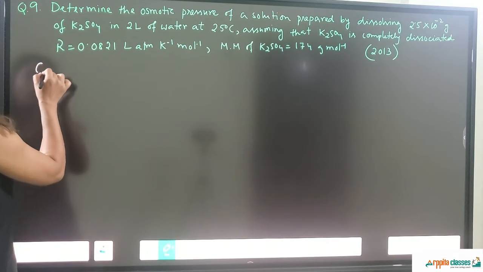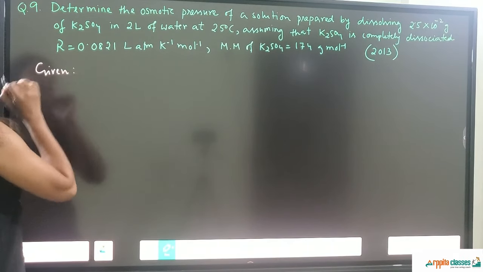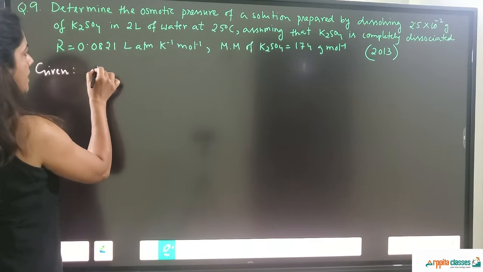So let's start with the given quantities again. The given quantities are determine the osmotic pressure, that means they are asking for pi.